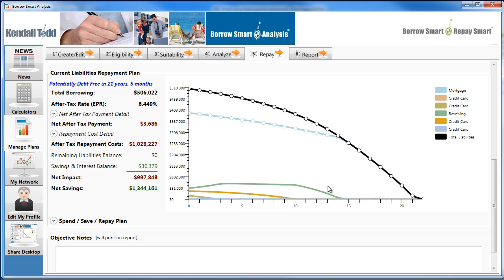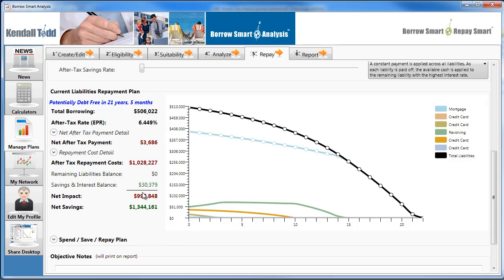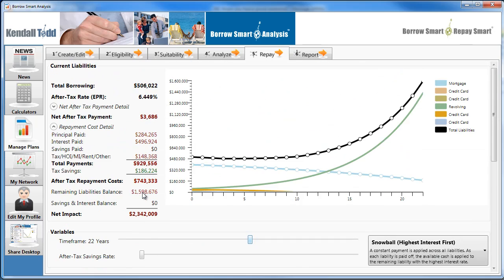At this point, after this is paid off, notice that the mortgage here goes into a very fast decline, and you're able to be completely debt-free and out of debt in 21 years, 5 months. That's a $1.344 million difference. So again, very powerful way to have this conversation.